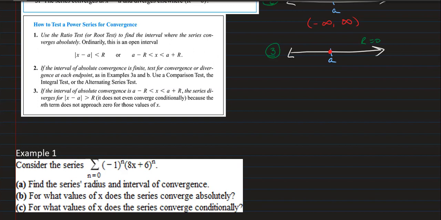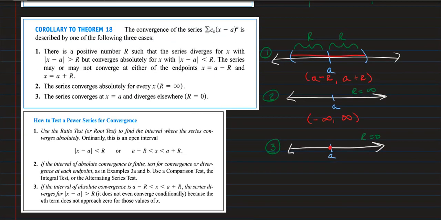How to test a power series for convergence. We're going to use the ratio test or the root test to find the interval where the series converges absolutely. Remember, we said ratio test and root test both were absolute convergence. If your series converged using either one of those tests, that showed absolute convergence. If the interval of absolute convergence is finite, we test for the convergence or divergence at each of the endpoints. This did not tell us what happened at the endpoints. We would have to check the endpoints.